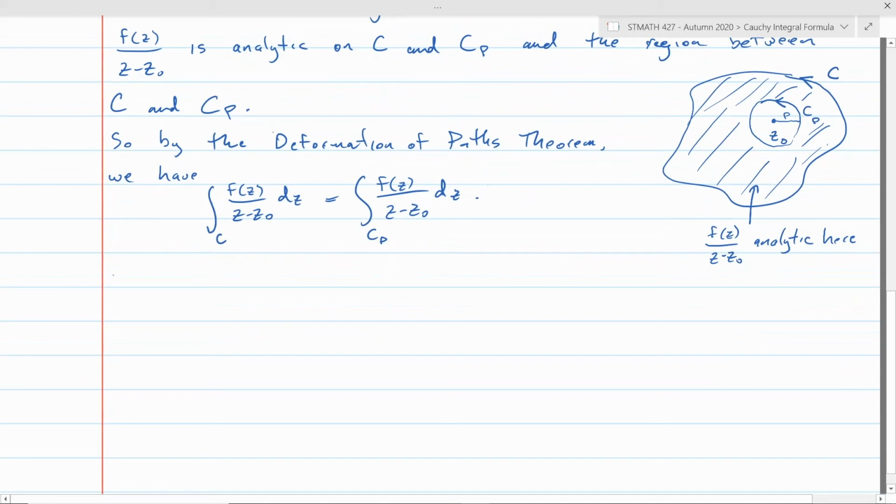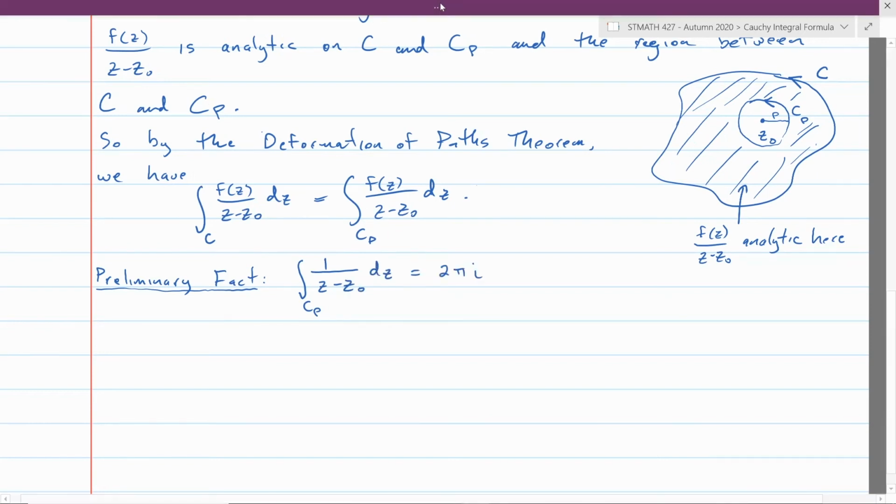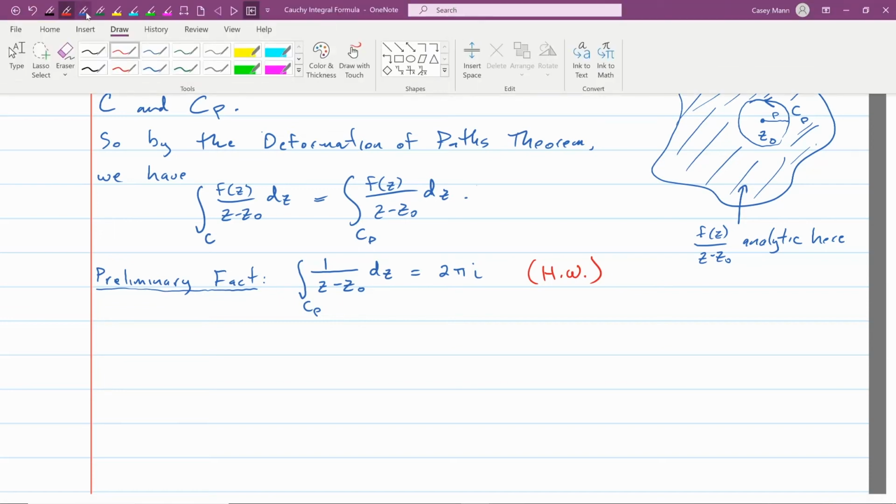Also, here's a preliminary fact that I'm going to relegate to a homework problem. If you integrate around this C sub rho the function 1 over z minus z0 dz, it works out to exactly 2 pi i. So I think I will make this a homework problem. It's not a super difficult problem. It involves just using the definition of contour integral.